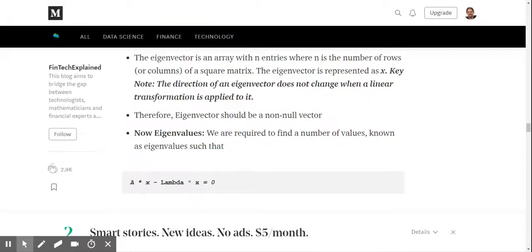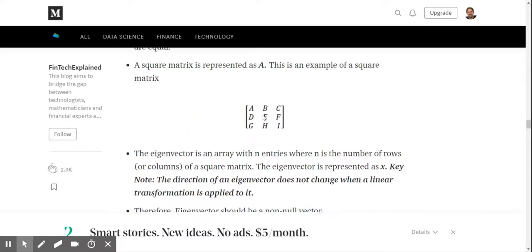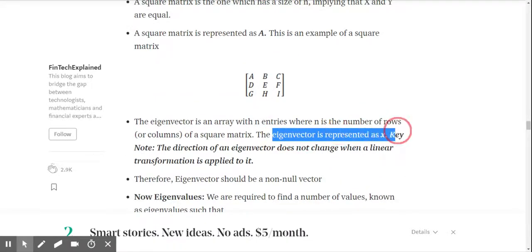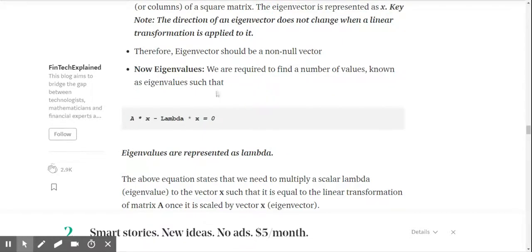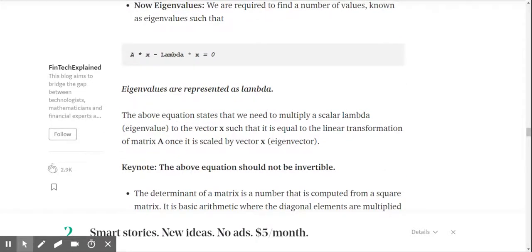Eigenvector is an array with n entries where n is the number of rows or columns. Okay, the eigenvector is represented as x. So you want that. So the eigenvector. So you're literally looking for lambdas and vectors that kind of basically represent the same information as the matrix.